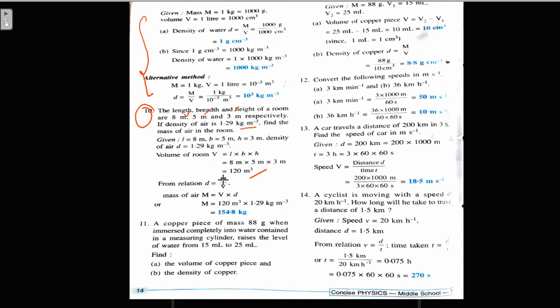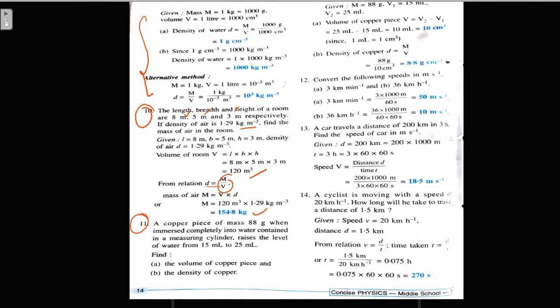So d equal to m upon v. What we want here is mass, so mass equal to, this will cross multiply, v into d. So this will be multiplied by this and you will get this, no problem here. So now we will move on to question 11.